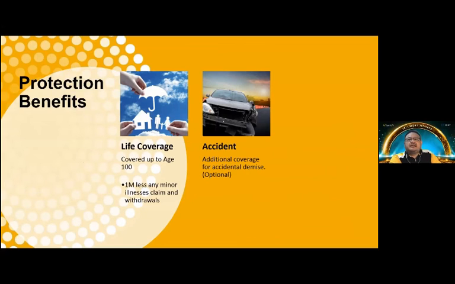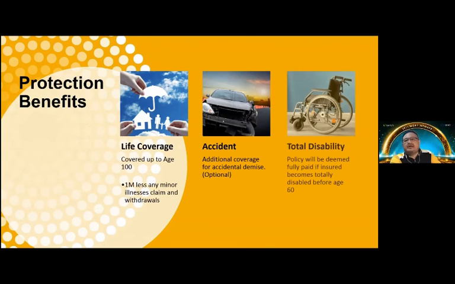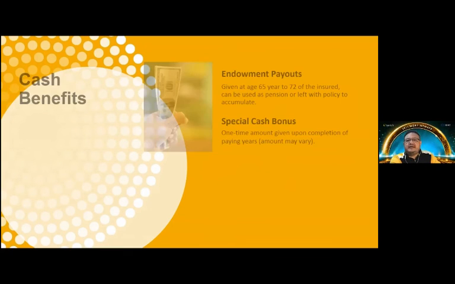So, kapag namatay due to accident, you can have the optional rider, yung accidental death benefit. May additional makukuha. Yan. And then meron din syempre yung total disability. If the policy will be deemed fully paid if the insured becomes totally disabled before age 60. So, di ba yung mga riders yan, by default kasama na yung TDB and ADB. Yan. So, those are benefits. Okay? Optional.